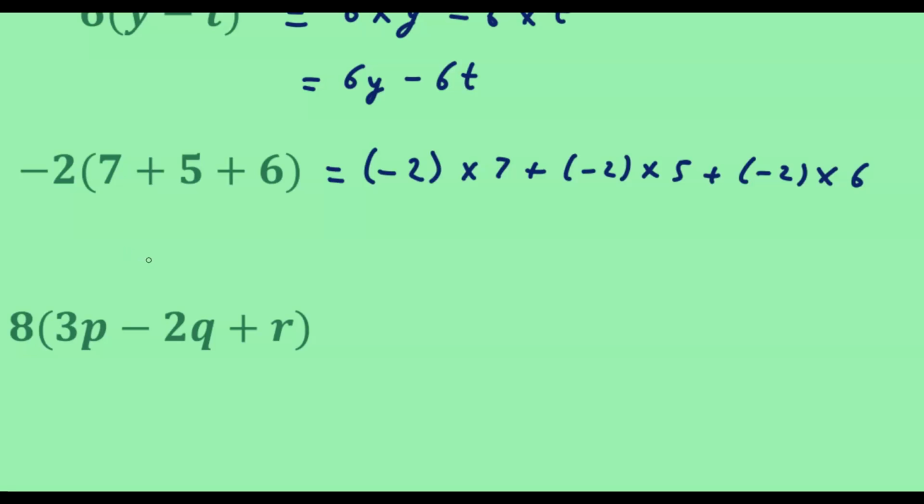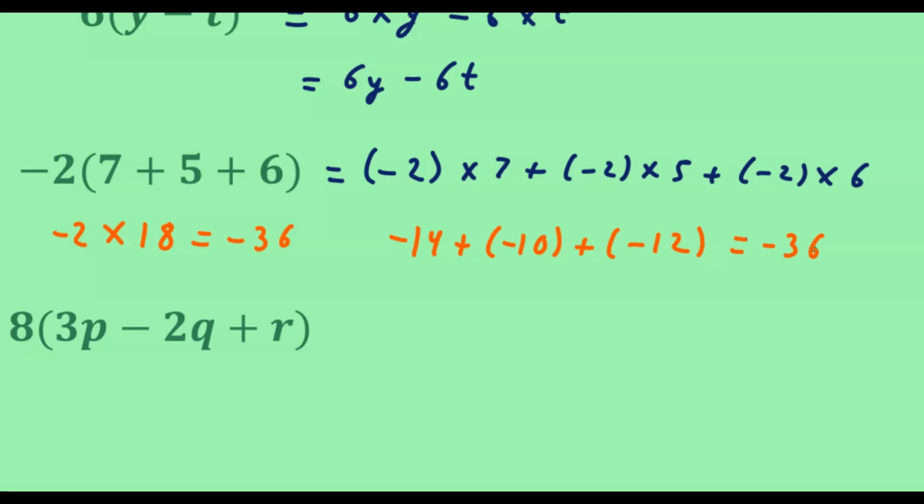Now let's have a look and see whether both sides are equal. On the left-hand side, we have negative 2 times (7 plus 5 plus 6). And 7 plus 5 plus 6 is equal to 18. So negative 2 times 18 is negative 36. And on the right-hand side, we have negative 2 times 7, that's negative 14, plus negative 2 times 5, that's negative 10, plus negative 2 times 6, that's negative 12. And if we calculate this, we will have negative 36. So we can see that we have the same answer on the left-hand side and the right-hand side. So we can see that the distributive law works.